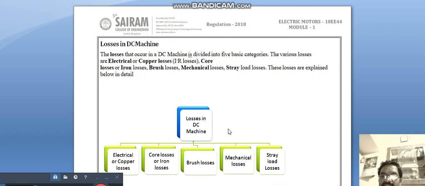Hi to all. In this video, we are going to see about losses in DC machine. The losses that occur in DC machines are divided into five basic categories. The various losses are electrical and copper losses or I square R losses, core losses or iron losses, brush losses, mechanical losses, and stray load losses. These losses are explained below in detail.